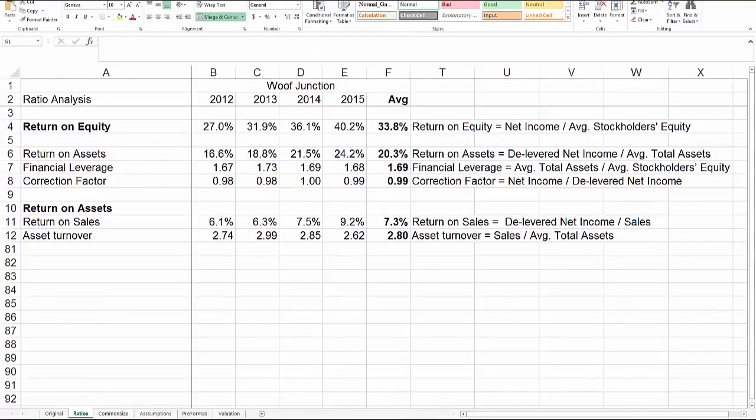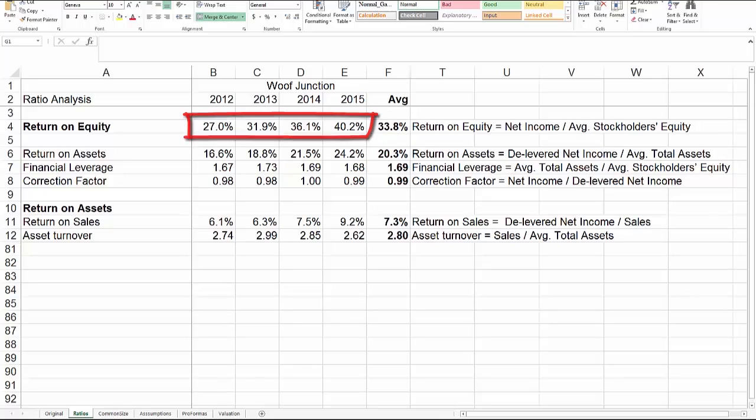So anyway, we start with return on equity, and we can see there's an upward trend, a very steep upward trend in return on equity. So this 40% means that for every dollar of investment that Wolf has gotten from their shareholders, they're returning about 40 cents of net income. I'll also give you the average over the 4 years, which we'll use later on. So what explains this upward trend in return on equity?